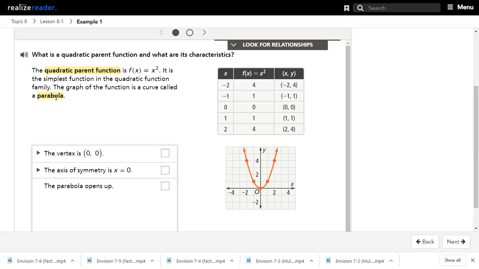4. Okay, so the vertex, notice, is 0, 0. The vertex is simply where it stops going up and starts going down, or where it stops going down and starts going up. Okay, in this case, it's stopping going what? Down and then starts going up. Where it's going down, we say that is decreasing, and when it's going up, we say that is increasing.